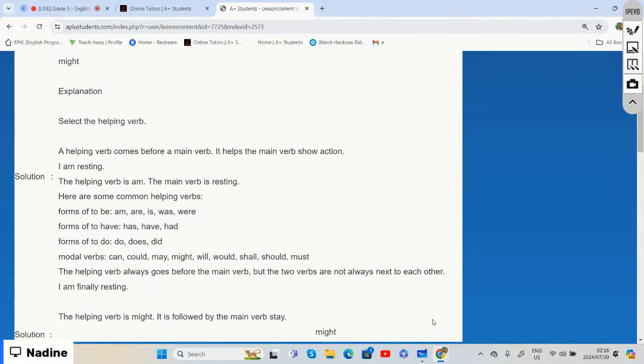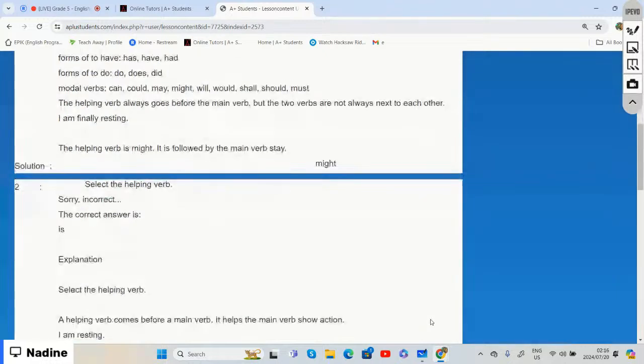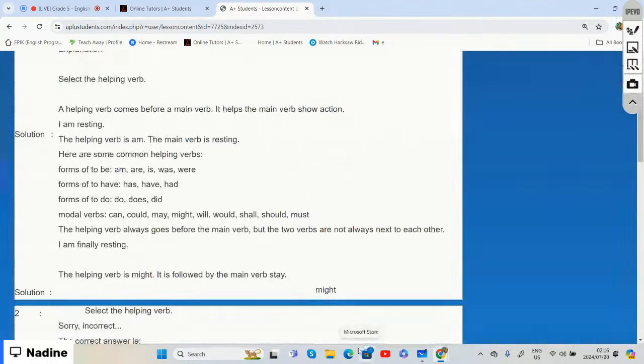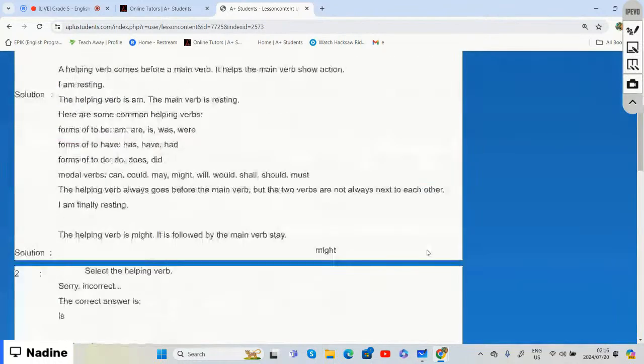All right. So we're going to look at the movement.